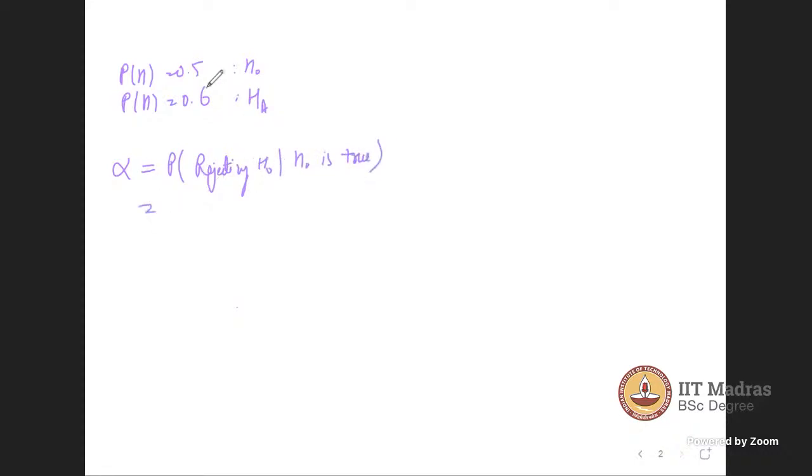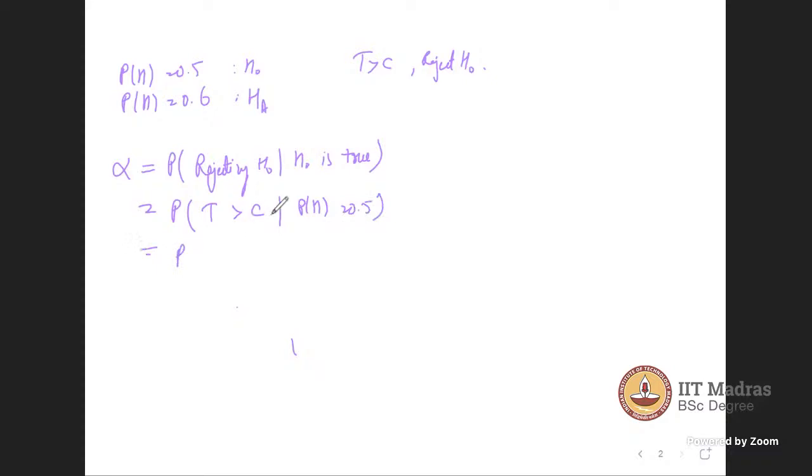Yeah. So what was given to us is probability of head to be 0.5, and probability of head to be 0.6. This is your H naught, this is your HA. Now you have to find the alpha. So alpha is the probability of rejecting H naught given H naught is true. H naught is true means probability of head equals 0.5. And your test was, if T greater than C, you reject H naught. So you have to find probability T greater than C given probability of head equals 0.5.